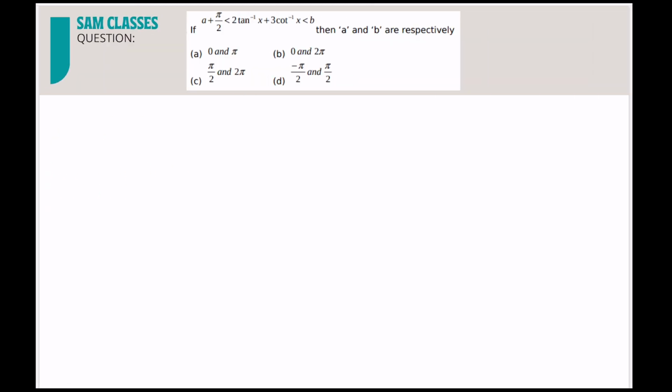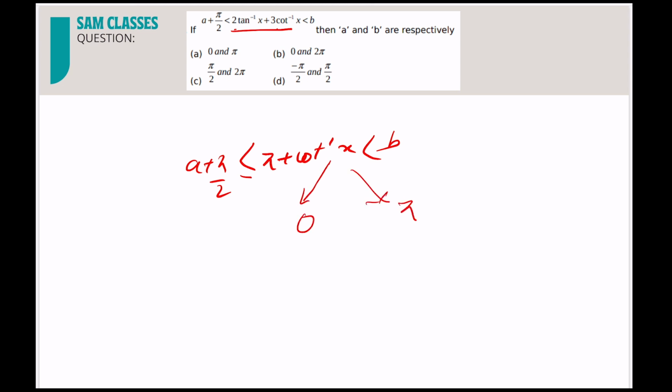Again, see, same thing. Tan inverse x plus cot inverse x, nothing you have to do. You already know that tan inverse x plus cot inverse x is pi by 2, and 2 is already there, so 2 into pi by 2. So pi plus cot inverse x is from where to where? A plus pi by 2 to B. So what do you do? What is the minimum value of cot inverse? 0, and the maximum value is pi. So for the minimum value, if I put 0, what value will I get for A? Pi by 2. And for the maximum value, it should be 2 pi. So the answer is pi by 2 and 2 pi.